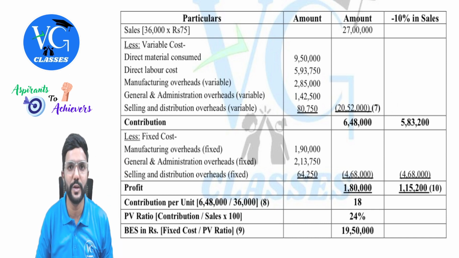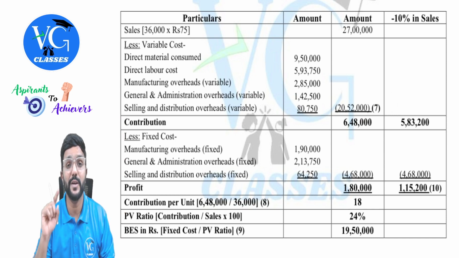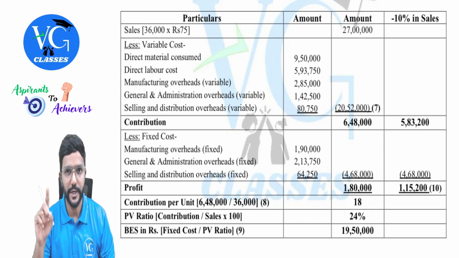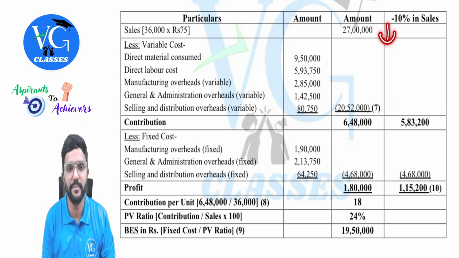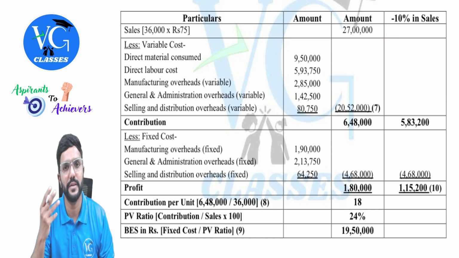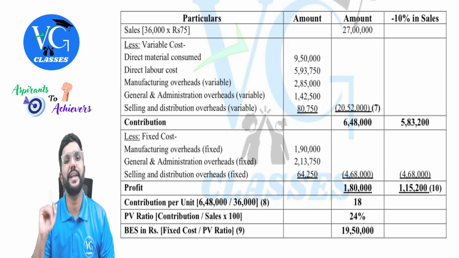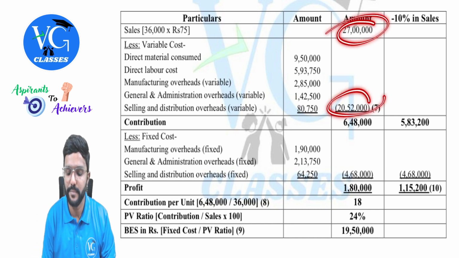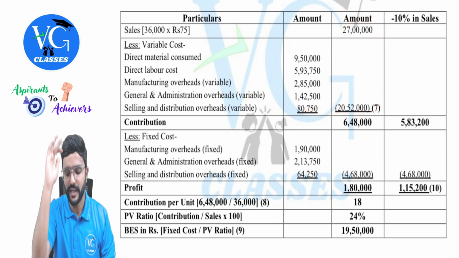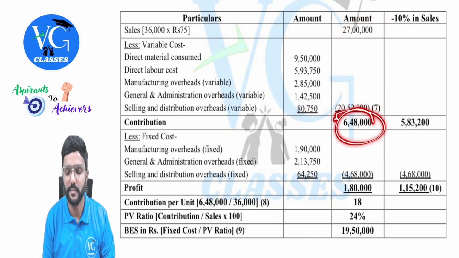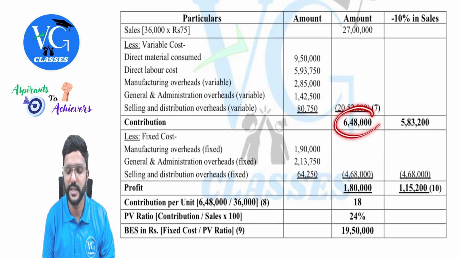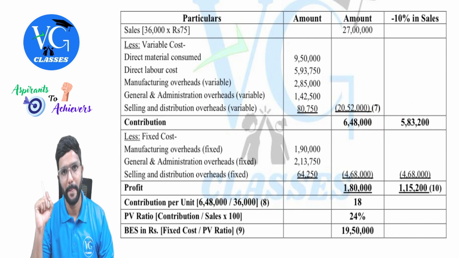Obviously, variable cost also will go down because direct variable cost is directly proportional to production or sales. Got it now, people? Because when sales comes down by 10%, that means we are producing 10% less. So automatically even variable cost will go down. So you need to take minus 10% here, minus 10% here. Or else directly, contribution is already known, so minus 10% of it. That would be better. 6,48,000 minus 10% will give us 5,83,200.